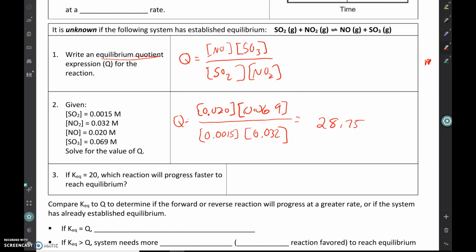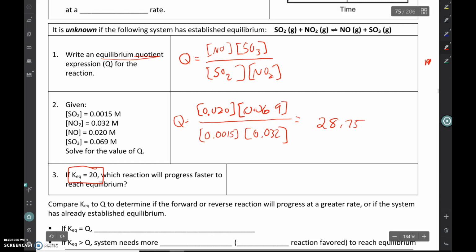That piece of information on its own isn't particularly useful. We need to know the KEQ under the given temperature and pressure conditions to figure out if we're at equilibrium. So the last part of this question says KEQ is equal to 20. So KEQ does not equal Q, so it's safe to say the reaction is not at equilibrium.